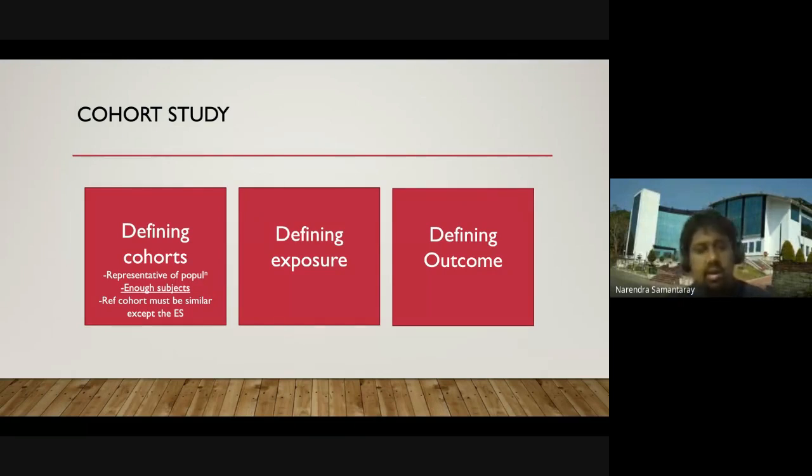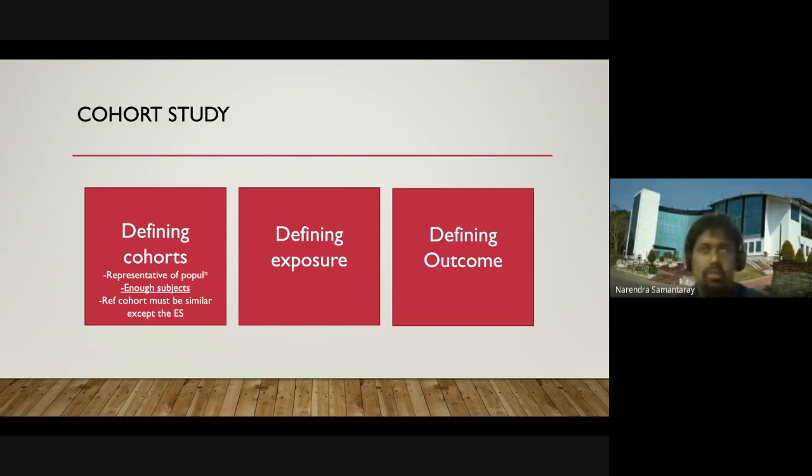Third, one of the critical points related to cohort selection: the reference cohort must be similar to the exposed cohort in all conditions except the exposure status. What I mean to say is, the background variables, age, sex, occupation status, everything, as much proximity as possible has to be there between the two groups. The only difference has to be the presence of exposure between the exposed and non-exposed groups. Apart from this, they must be similar in all conditions.